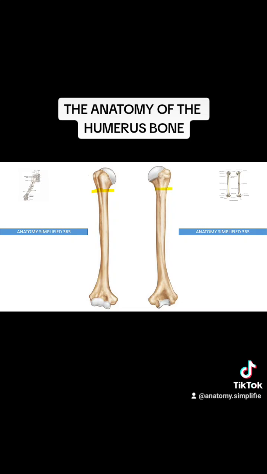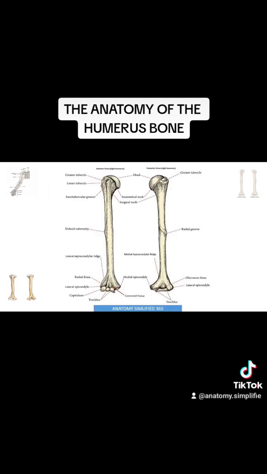Why do we call it surgical neck? This is where most of the fractures that need surgical repair tend to occur on the humerus bone. Then we have the deltoid tuberosity that we talked about. It's here. We have the capitulum here. We have the trochlea right here. We have the coronoid fossa, that is here. Radial fossa is here. Medial epicondyle is here. Lateral is there. Medial supracondylar ridge is here. Lateral supracondylar ridge is that side. This is what we have. All the parts we've been talking about are here.